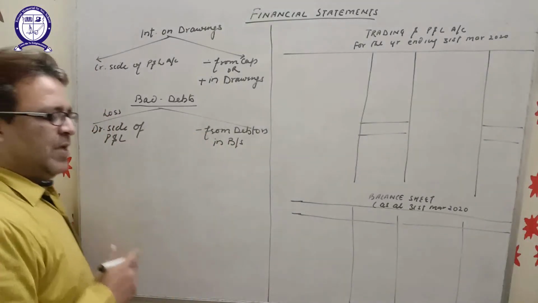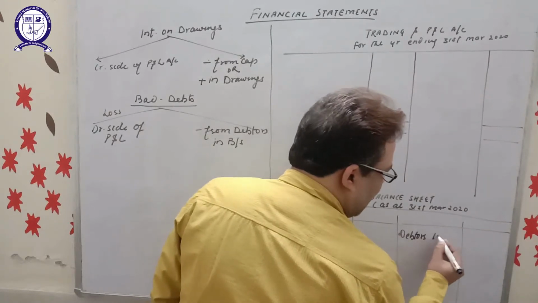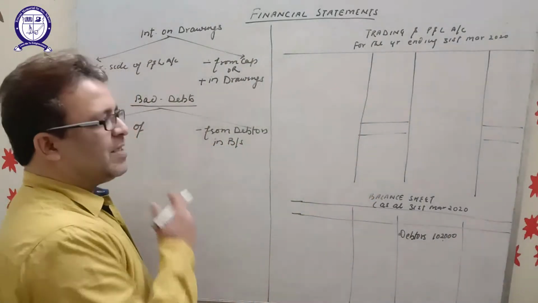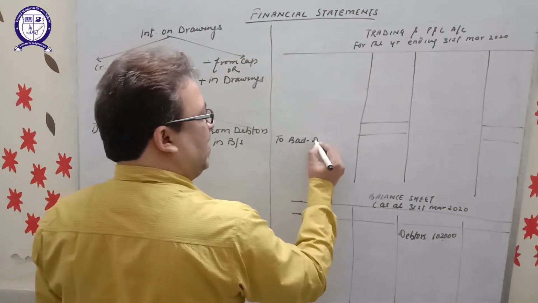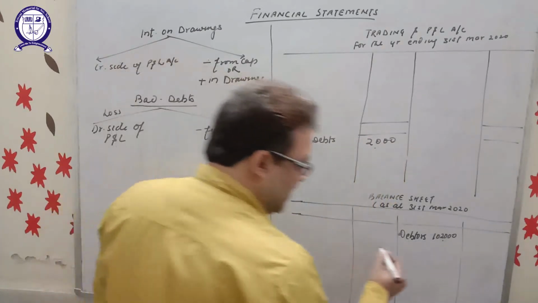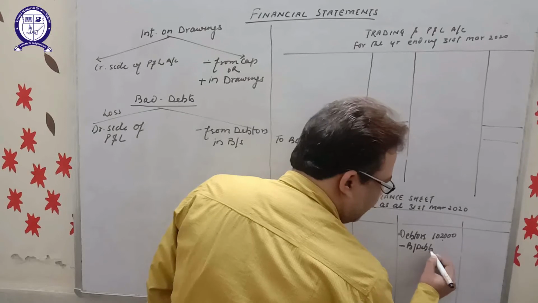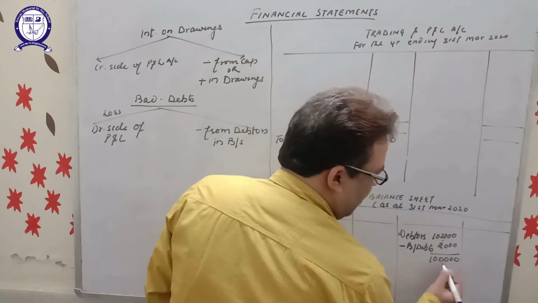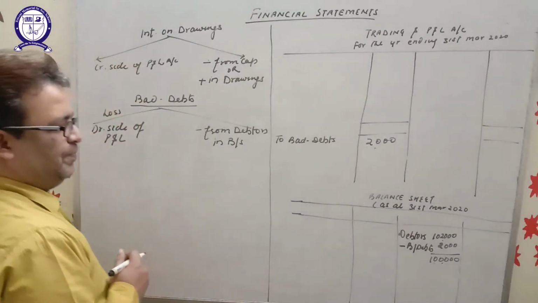Let us take an example. Suppose our debtors are given in trial balance rupees 1,02,000, and in adjustment bad debts are given 2,000. So first of all we will record bad debts in debit side of profit and loss account because it is a loss for the business, and second time it will be deducted from debtors, less bad debts, 2,000. So the amount of 1 lakh will be written here in amount column of balance sheet.